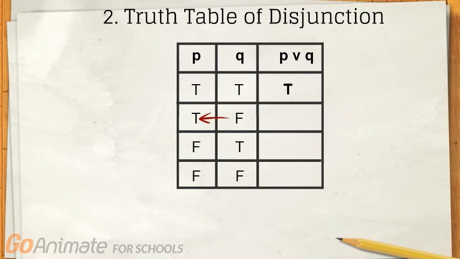Do similarly to the following rows, and you will get the disjunction values: the second row is true. The third row is true. And finally, the last row is false. As you can see, the disjunction of two given propositions is false whenever both statements are false. Otherwise, the disjunction is true.